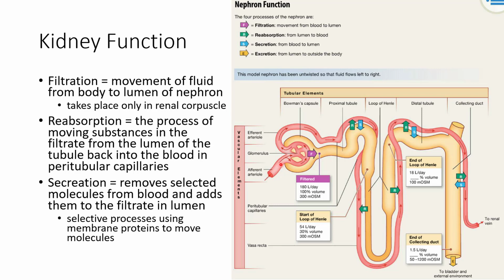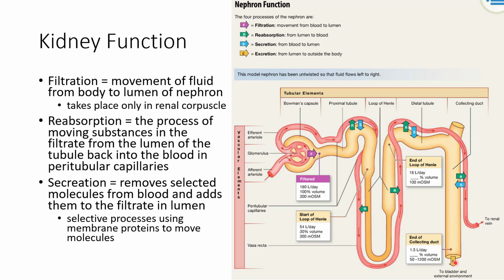And if we look at function of the nephron and the kidney as a whole, there are 4 processes that occur within the nephron. We have filtration, which is going to be the movement of blood from the glomerulus into the lumen of the nephron. We have reabsorption, which will be movement of fluid or solutes from the lumen back into the blood. We have secretion that occurs from blood elsewhere in the capillaries back into the lumen, and finally excretion, in which we move fluid and solutes from the lumen to outside of the body via the bladder.